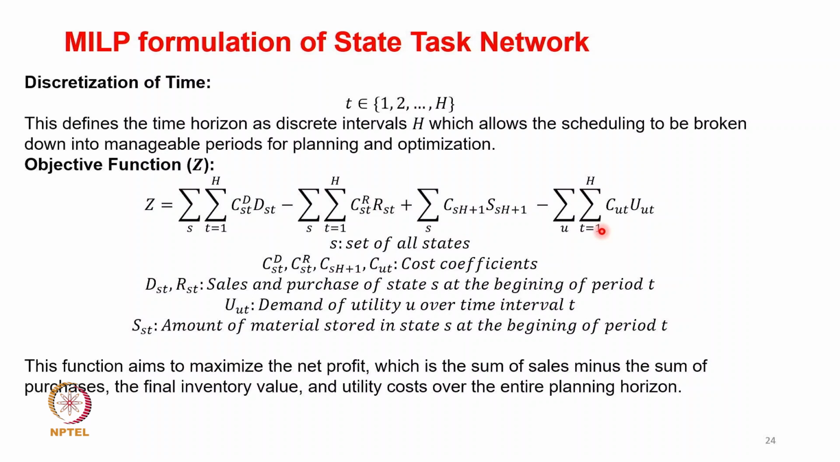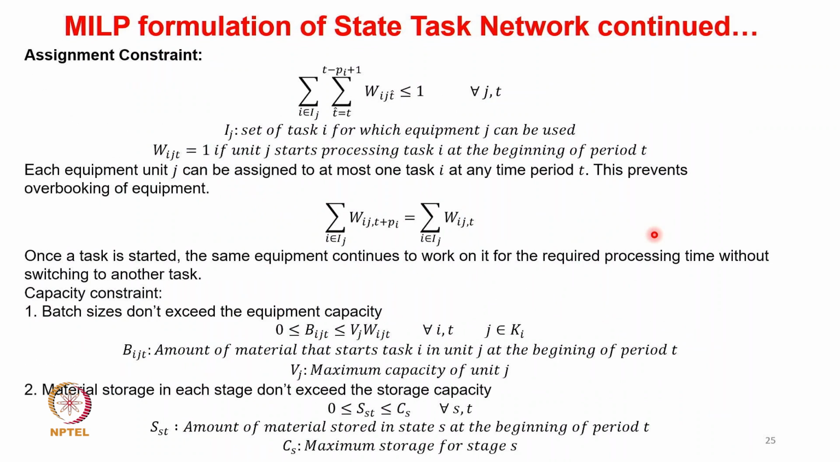You can see the variables. CDT, CST, CSH, CUT are suitable cost coefficients of each operation. DST and RST are the sales and purchases of a state, UUT is the demand of utility, and SST is the amount of material stored. So this is the overall cost that we incur by performing an operation in the state task network, which we would ideally like to minimize.